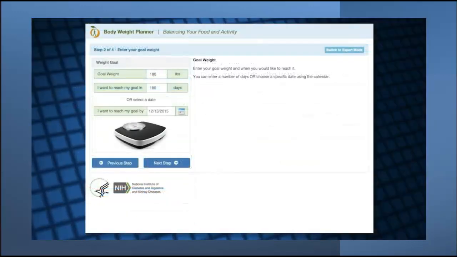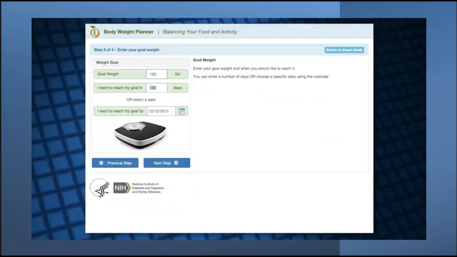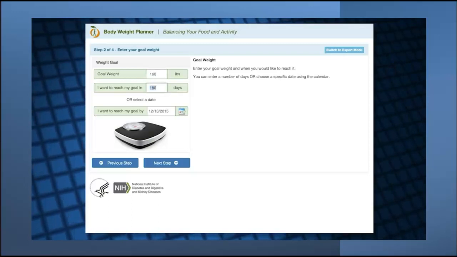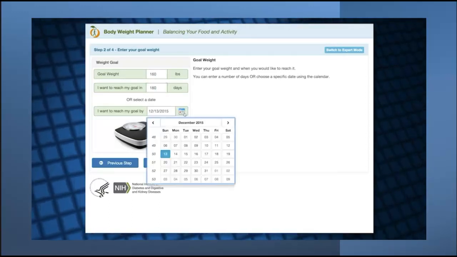Moving to the next step, I can enter my goal weight, which is 160 pounds. Now I can enter how many days I want to give myself to reach that goal, or I can enter a date to reach it. I'll select 6 months from now, which is about 180 days.